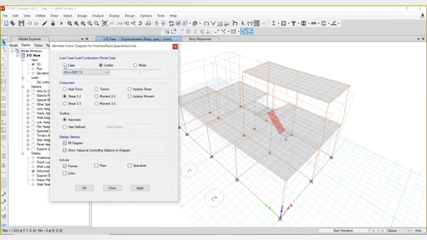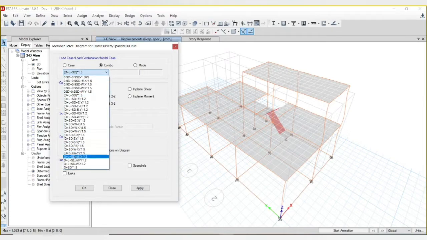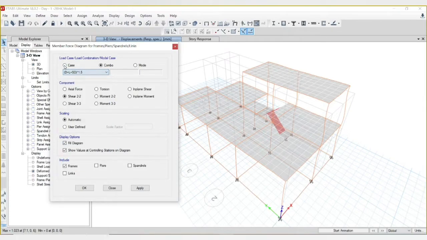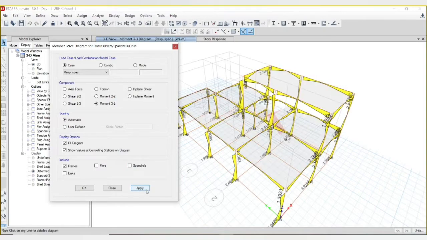For all the load cases, we can check the bending moment. For response spectra, let us check the moment. Yes, this is the ultimate moment which is occurring in each and every direction.